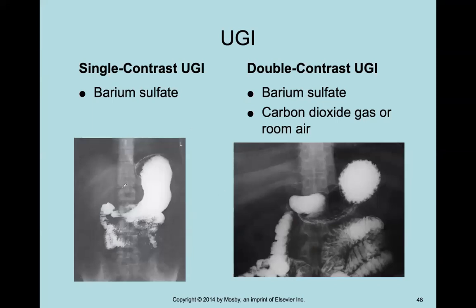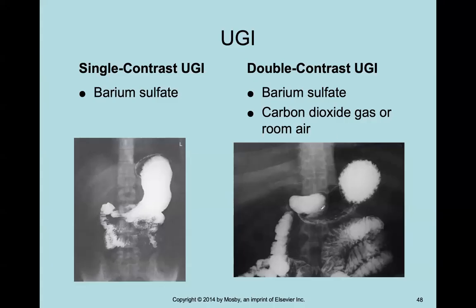So we talked about barium as contrast, and we talked about water soluble as well. Now with barium, we can do two different types of exams. One is called a single contrast, the other a double contrast. Single contrast involves just barium. Double contrast involves barium and negative contrast, which in this case would be room air or carbon dioxide.